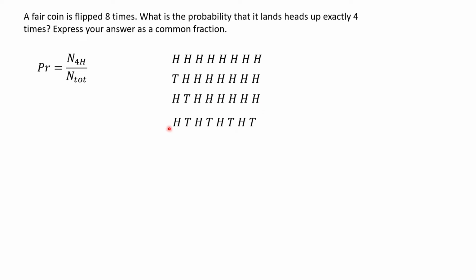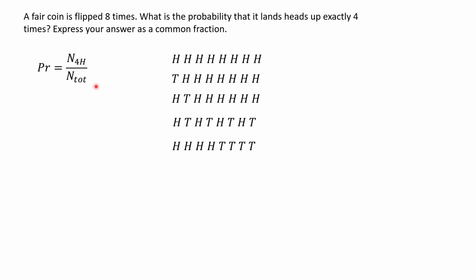I can have more complicated things. For example, head, tail, head, tail, head, tail, head, tail. It's another outcome. Or I can have something like 4 heads and 4 tails. And there are many, many more outcomes you can come up with. But essentially, one way of doing this is just write down all possible outcomes and count them all. And that's going to give us n total.